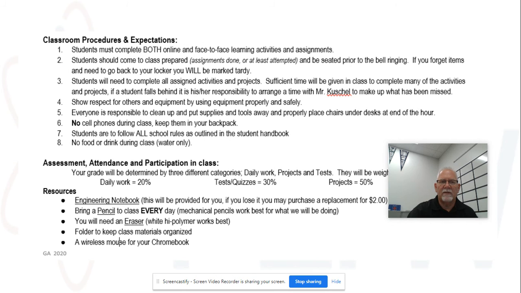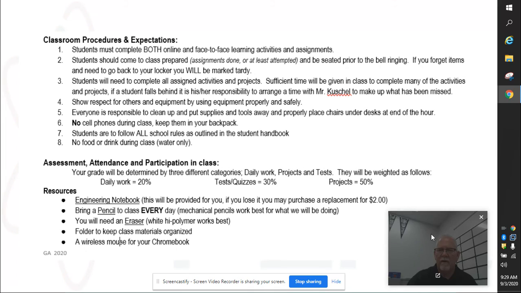Second part of the syllabus, classroom procedures. I've pretty much gone through that already, so I'm not going to go over that again. However, the next portion, how are you graded in my class? Well, your daily work, the assignments I give you, are worth 20% of your grade. Tests and quizzes are worth 30% of your grade. And finally, projects will have 3 or 4 of them. That's 50% of your grade. That's where we apply what we've been learning.